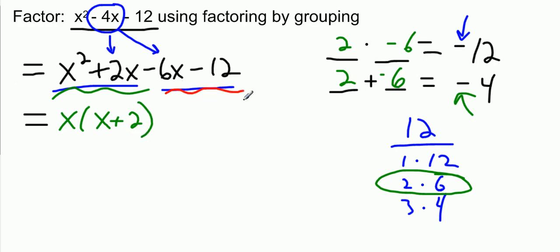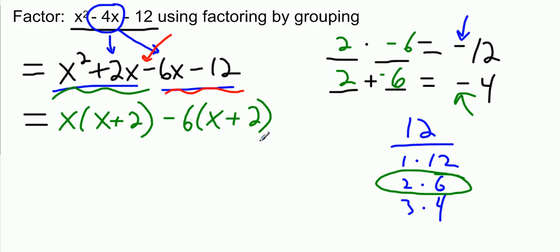What's common over here? Well, it looks like there's a 6 common, right? But there's also a negative here, right? And if I don't take the negative out, then I would be leaving the negative in the parentheses. There's no way things are going to match. So I'm going to take the negative 6 out. That's going to leave the x behind, so I have a good chance of matching. And it turns out I have an x plus 2.